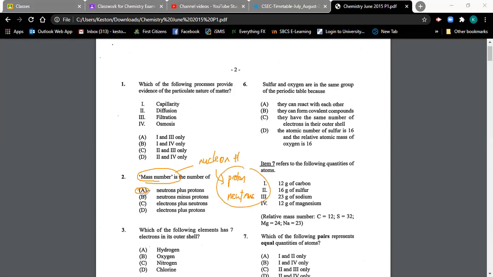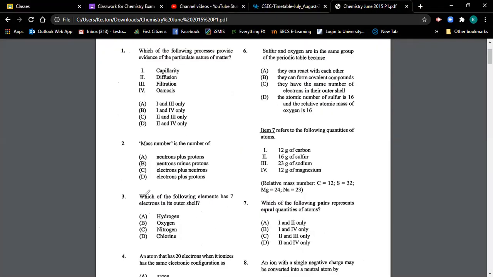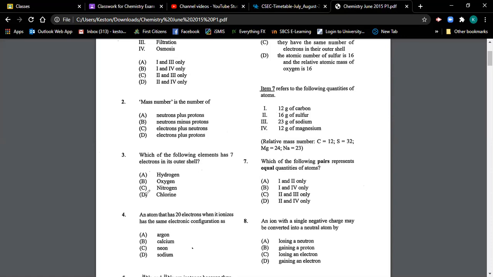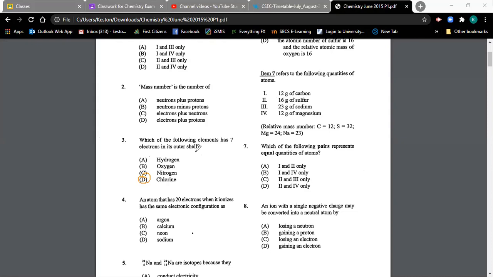Number 3, which of the following elements has 7 electrons on the outer shell? So something that's in group 7, the halogens, or halides. Yep, that's correct as well. Chlorine. So make sure you know your first 20 elements, and you can do the electronic configurations. Just write out all 20 and then start listing them out.